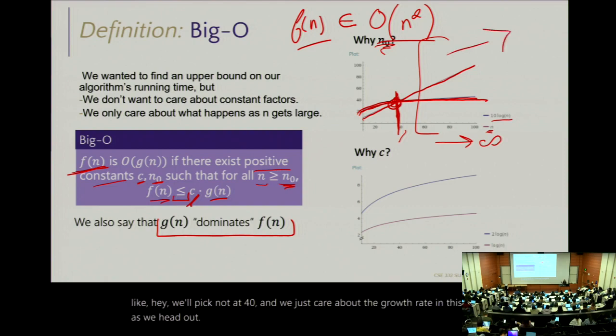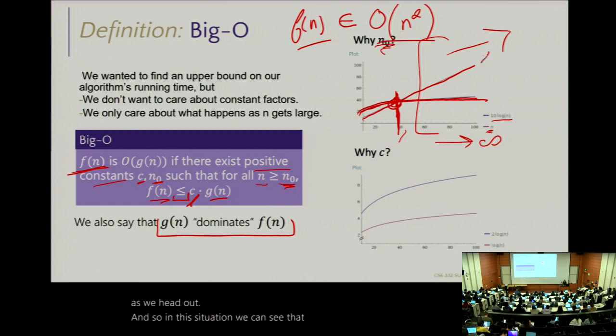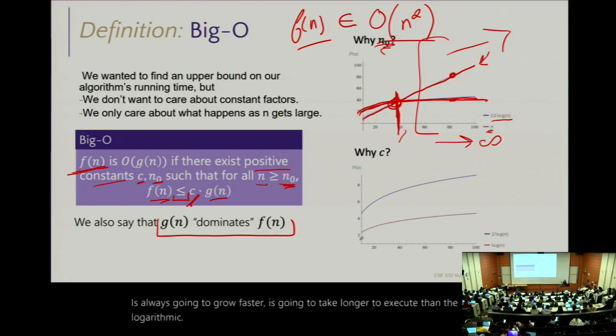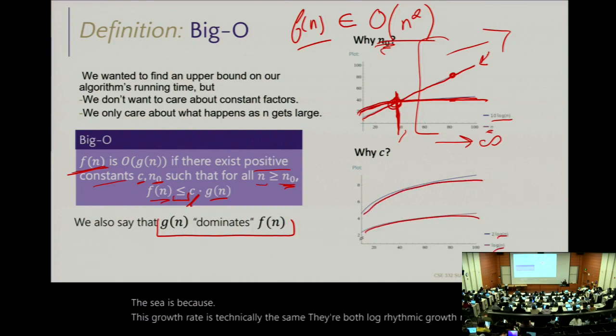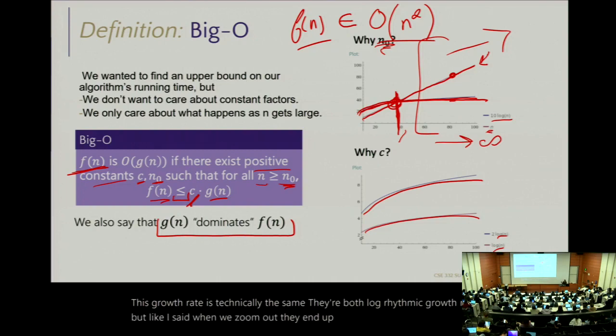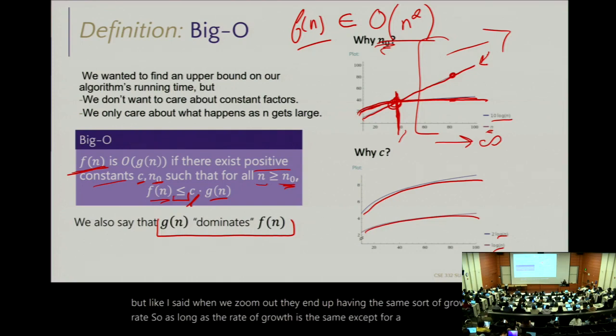And so in this situation, we can see that the n is always going to grow faster, is going to take longer to execute than the logarithmic, because we can pick this moment in time. The c is because this growth rate is technically the same. When we zoom out, they end up having the same sort of growth rate. So as long as the rate of growth is the same except for a coefficient, then they're in the same complexity class.